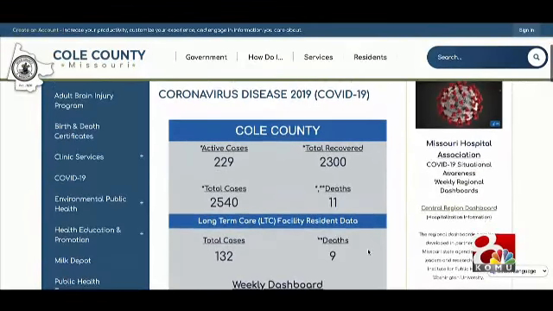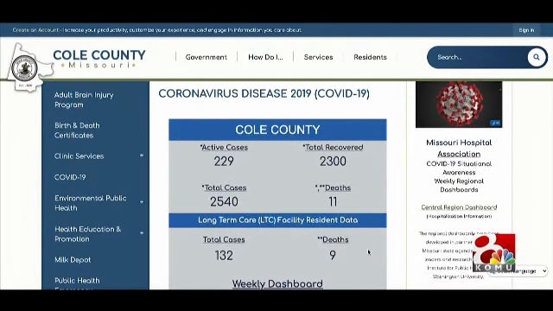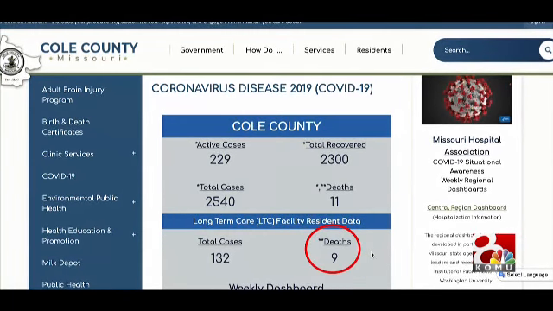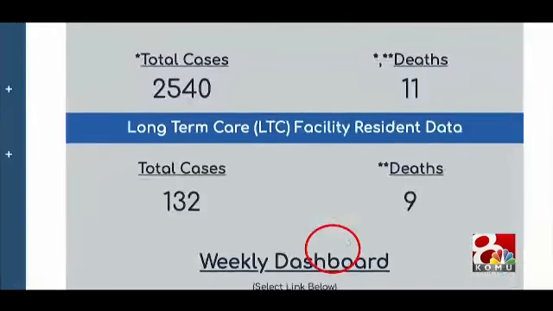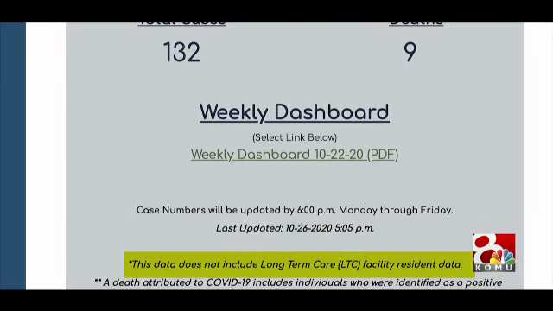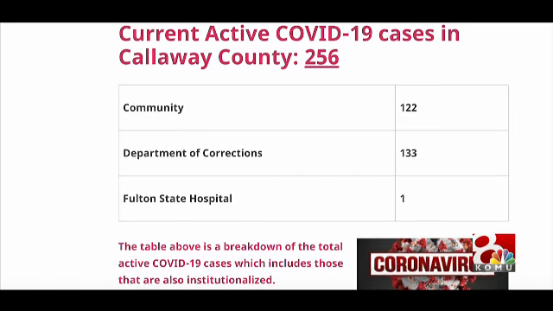Take a look at Cole County, where the long-term care facilities are excluded from the total population numbers. As you can see, there's an asterisk next to the number of what the county says is the total. When you move to the bottom of the page, the asterisk reads, "This data does not include long-term care facility resident data." This data has a different number than the overall. In Callaway County, it separates its county correction numbers from the total population number. But in Boone County, there is no separation from total population.